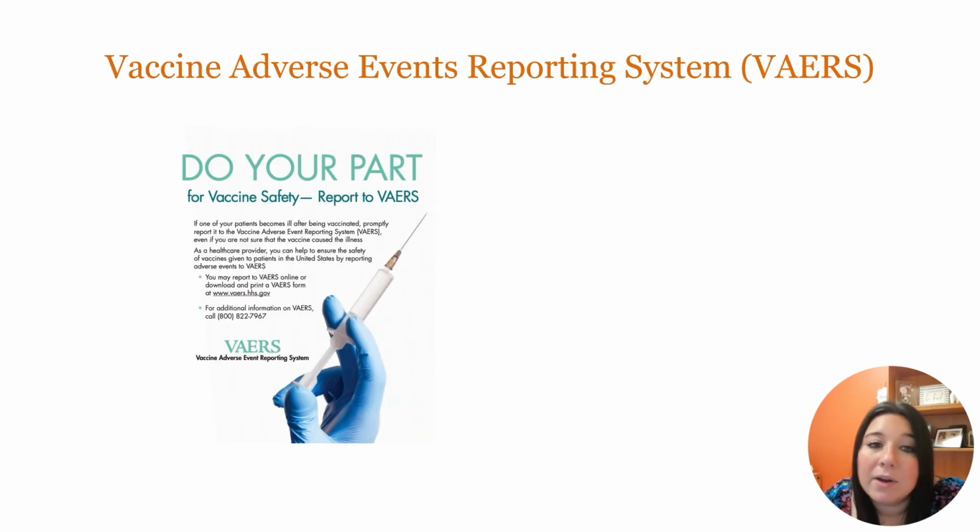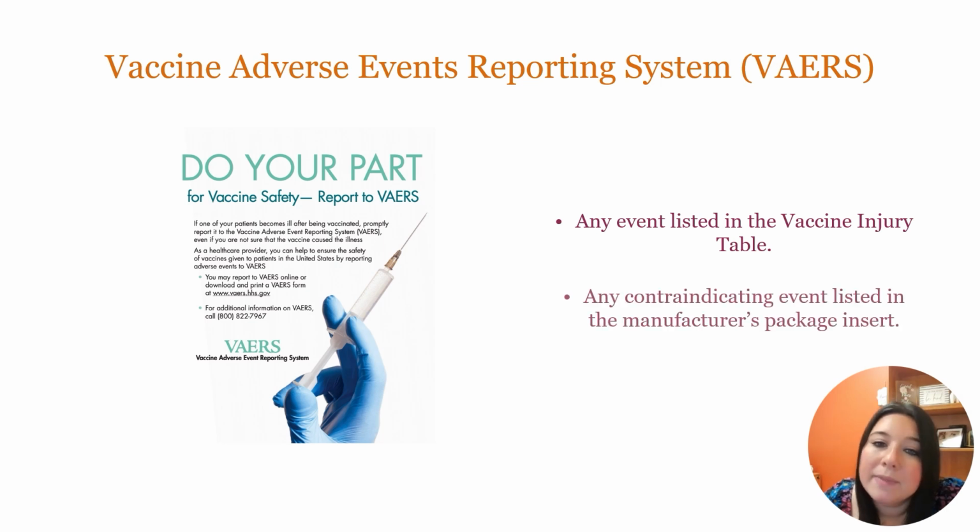There is an adverse effects reporting system for vaccines. So any event listed that could be considered a vaccine injury needs to be reported. Any contraindicating event listed in the manufacturer's package insert, so any adverse side effects and things like that that may have occurred, rashes, allergic reactions, things like that. That way the manufacturer of the vaccine can see if there's an issue somewhere with their product or anything that may be of concern that they may need to pull it for a little bit until more research is done.